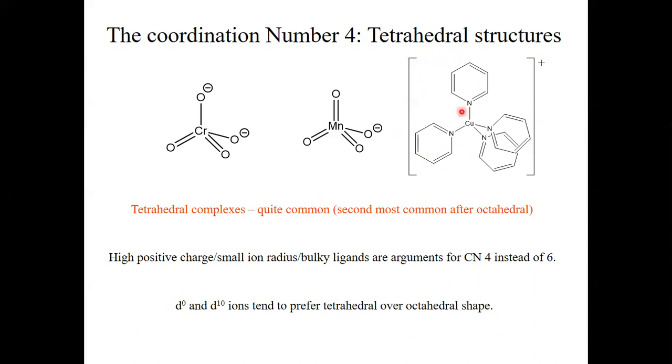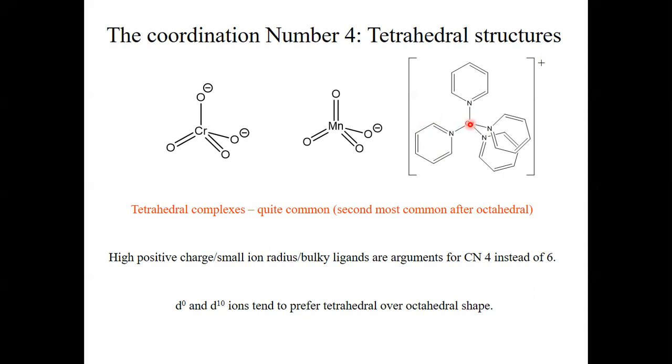Last but not least, let's look at this copper complex here. Here we have a copper+ coordinated by 4 pyridine ligands. The copper+ is a d10 ion. Certainly we do not have a high positive charge here, so this argument is not applicable in this case. But the copper+ is a d10 ion, which explains why we prefer here the tetrahedral over the octahedral shape. In addition to that, we have relatively bulky ligands. We have 4 pyridine ligands that coordinate to the copper+. So this is how we can rationalize tetrahedral structures.